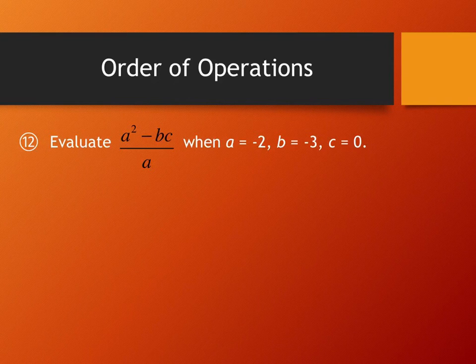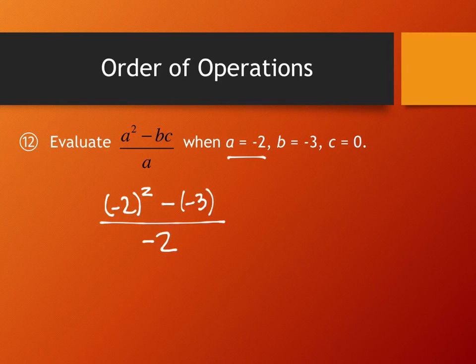So on this one, for example, the A is negative 2. So everywhere I have an A, I can put a negative 2. Notice I put that negative 2 in parentheses. I did that on purpose, because A is squared and A is negative 2, so all of negative 2 is squared. On the other part, the B value is negative 3. And the C value is 0.